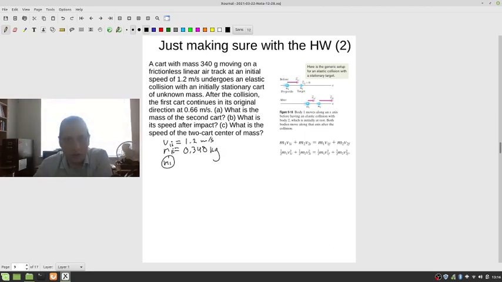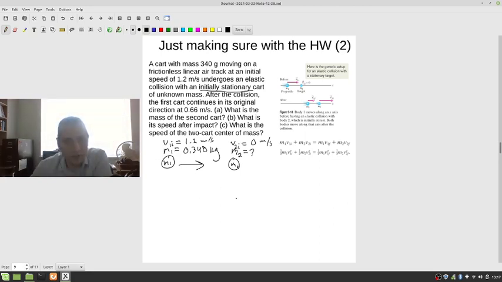After the collision, the first cart continues in, okay, so it starts going out this direction, and it hits M2, which is just sitting there. And M2, we don't know. I don't need an M1 initial. The masses are not changing. That's just M1. M2, you don't know, question mark. V2 initial, you actually do know: 0 meters per second. Initially stationary cart.